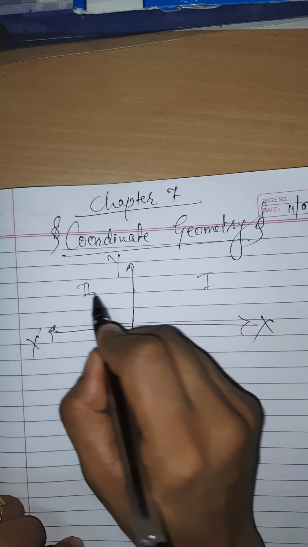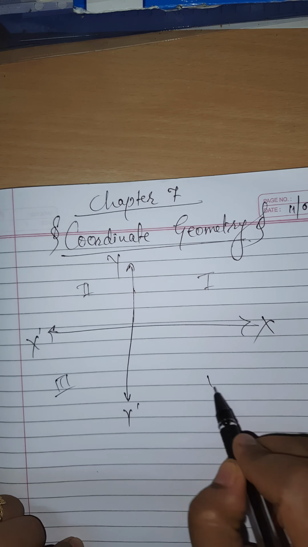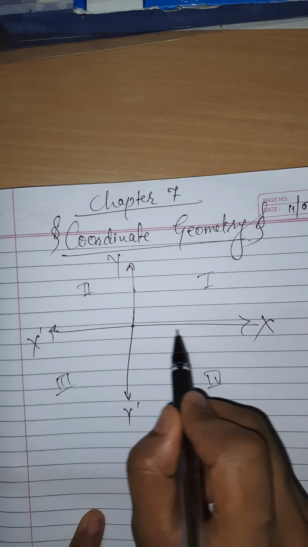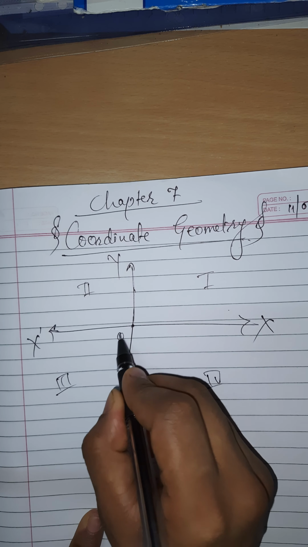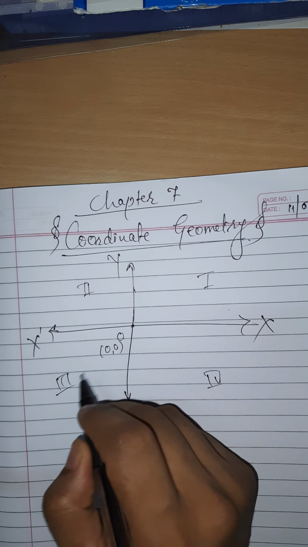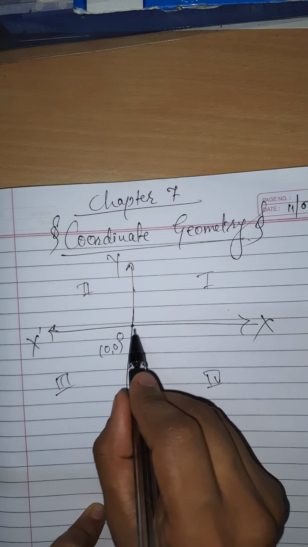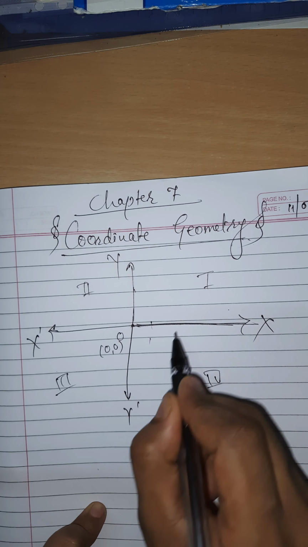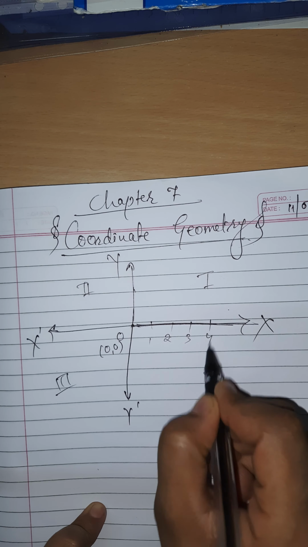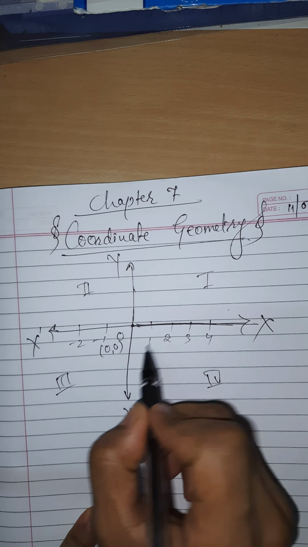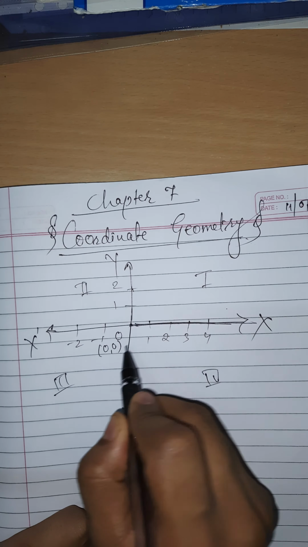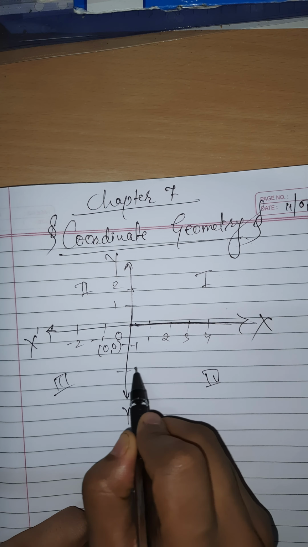First quadrant, second quadrant, third quadrant and fourth quadrant. The point of intersection of the x and y axes is called the origin, whose coordinates are 0, 0, you already know. This is the positive x-axis, it means here we will take positive numbers and here negative numbers. Similarly in the upward direction positive and downward negative.